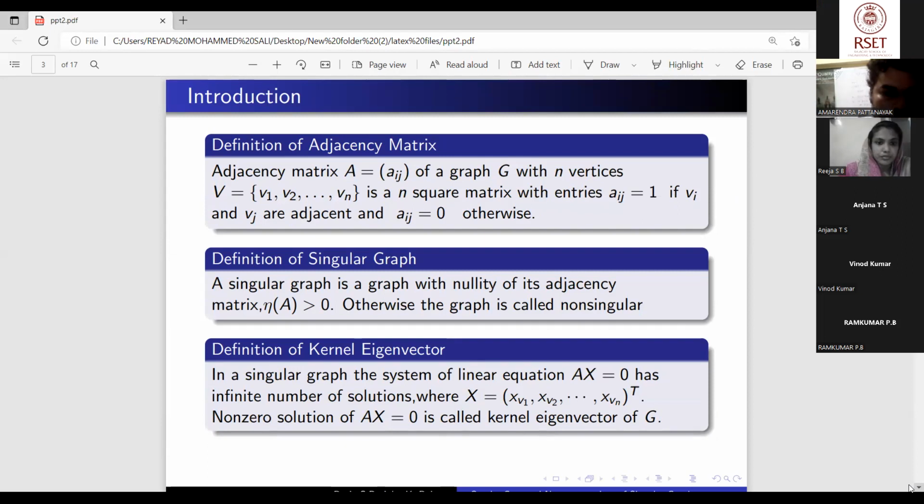Definition of a singular graph. A singular graph is a graph with a nullity of its adjacency matrix greater than 0. Otherwise, the graph is called non-singular. Definition of kernel eigenvector. In a singular graph, the system of linear equations Ax equals 0 has infinite number of solutions, where vector x equals xv1, xv2, etc., xvn transpose. A non-zero solution of Ax equals 0 is called a kernel eigenvector of G.